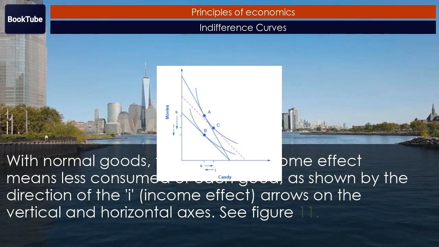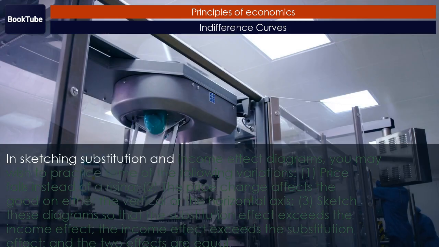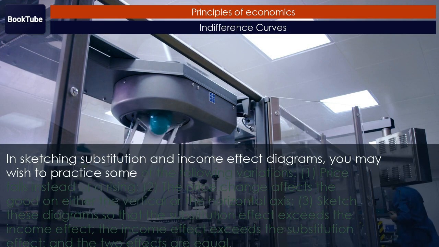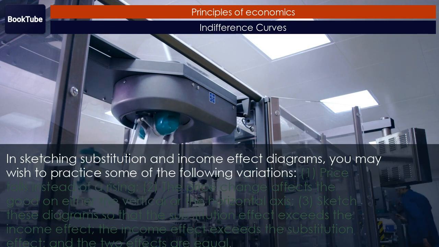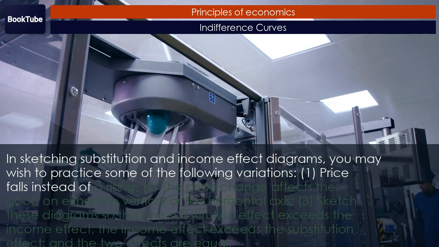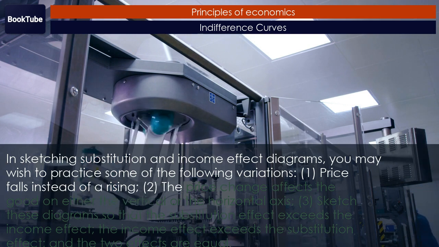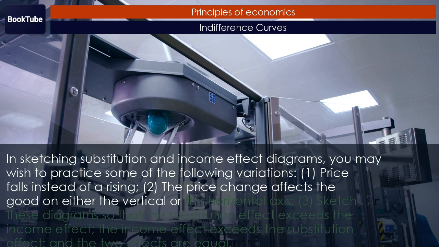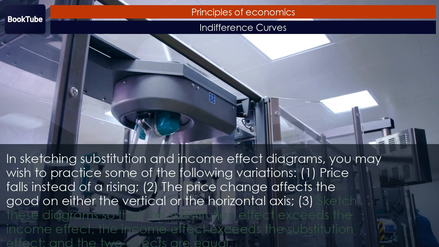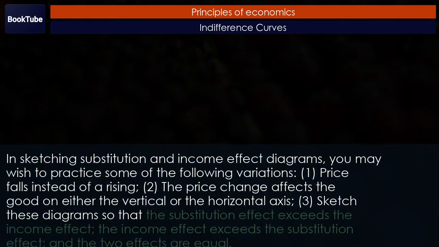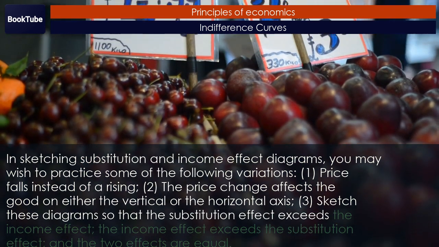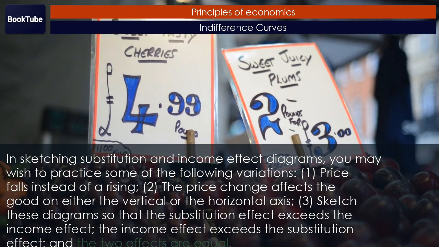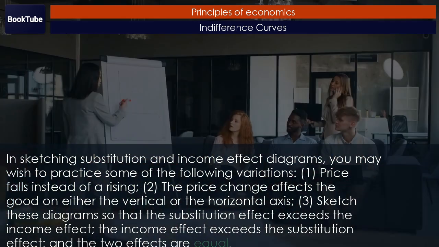See Figure 11. In sketching substitution and income effect diagrams, you may wish to practice some of the following variations. 1. Price falls instead of rising. 2. The price change affects the good on either the vertical or the horizontal axis. 3. Sketch these diagrams so that the substitution effect exceeds the income effect, the income effect exceeds the substitution effect, and the two effects are equal.